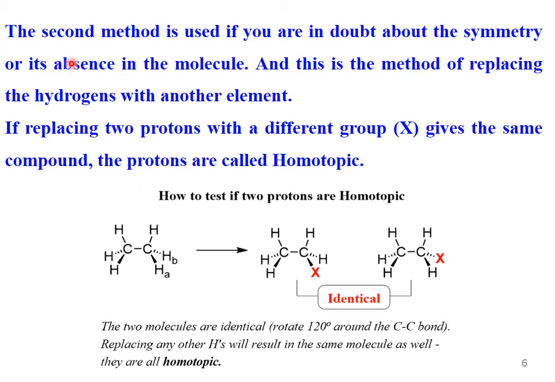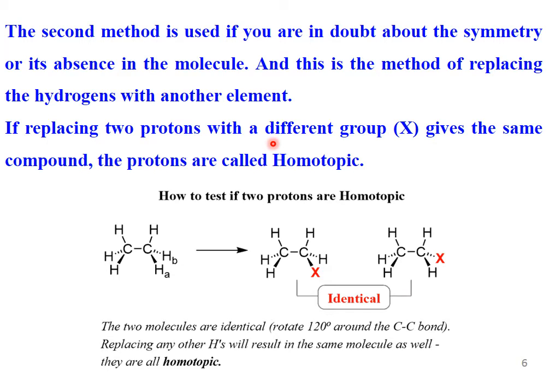The second method is used if you are in doubt about the symmetry or its absence in the molecule, and this method involves replacing hydrogen with another element: the substitution addition criteria. If replacing two protons with a different group gives the same compound, the protons are called homotopic.